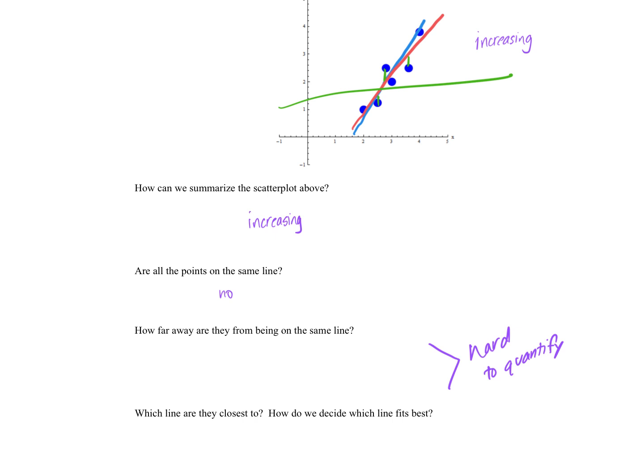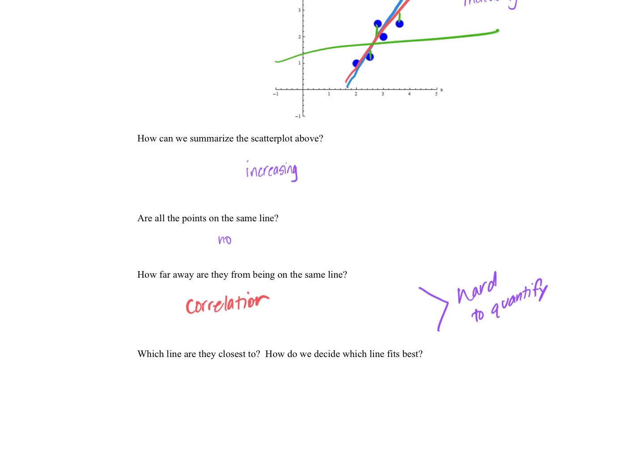All right. Now, when we talk about how far from a line a point is, or how far away they are from being on the same line, the fancy word for that is correlation. And which line are they closest to? The fancy word for that is line of best fit. And so this is kind of an overview of the big ideas that I want you guys to be able to do by the end of Unit 11. Okay, the crux of what we're going to do today is correlation. Okay?